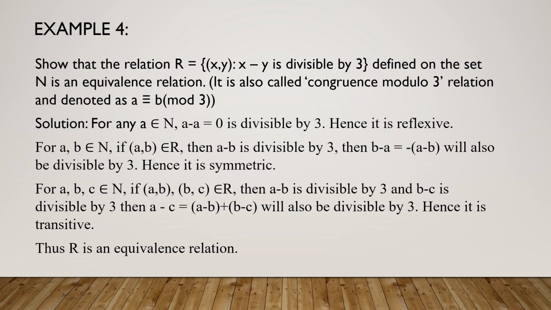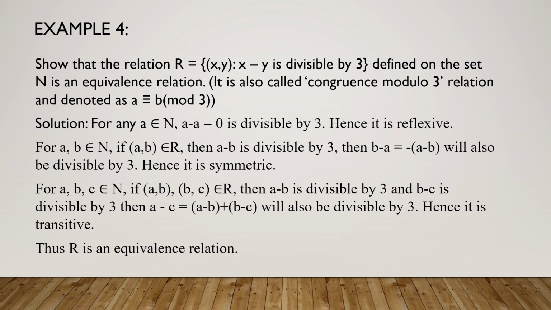For A, B, C belonging to N, if (A, B) and (B, C) belong to R, that means A minus B is divisible by 3 and B minus C is divisible by 3. Then can I write A minus C as (A minus B) plus (B minus C)? So that will also be divisible by 3, correct? For example, say I have (12, 6): 12 minus 6 is 6, divisible by 3. Another ordered pair is (6, 3): 6 minus 3 is divisible by 3.